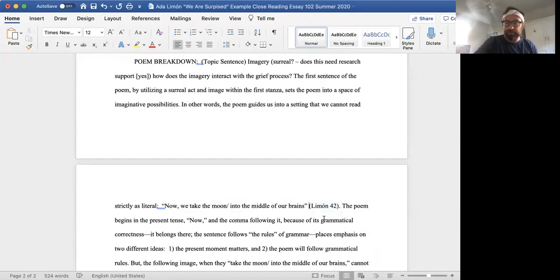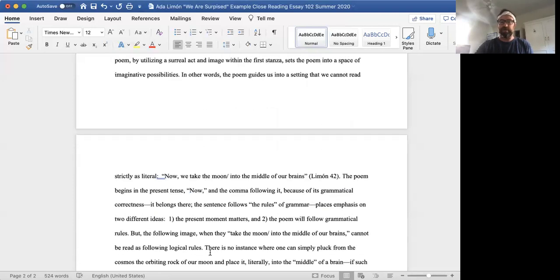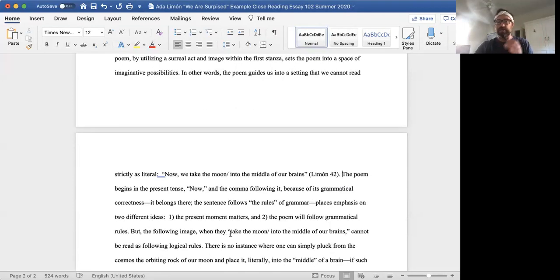Notice it's just open parentheses, author's last name, no comma, page number, close parentheses, and the period goes on the outside. Just normal stuff. Do it every time, you'll be safe. The poem begins in the present tense, "now," and the comma following it, because of its grammatical correctness, belongs there. A sentence follows the rules of grammar, places emphasis on two different ideas. One, the present moment matters, and two, the poem will follow grammatical rules.